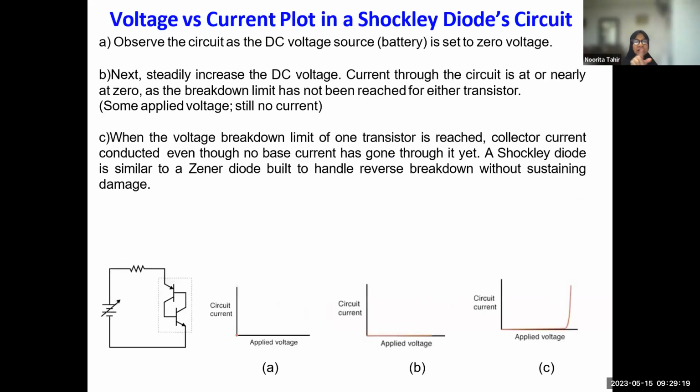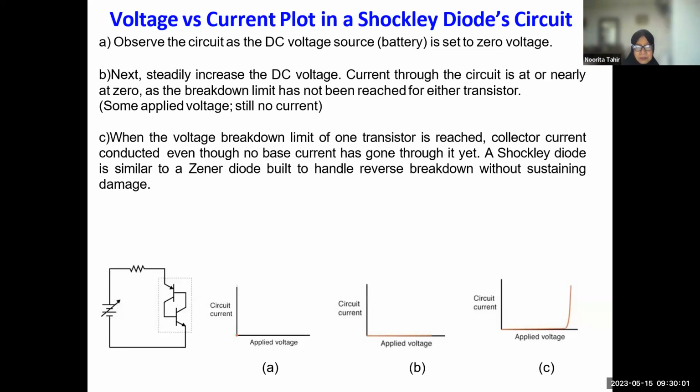Here is voltage versus current, as I have explained to you. Now we are going to see what happened here. The first one, figure A: we observe the circuit with the DC voltage battery set to 0 volts, and then in B the DC voltage is increased. Current through the circuit is at or nearly 0, not yet rising, as the breakdown limit has not been reached for either transistor. Remember, it must reach the threshold voltage applied before it will activate.